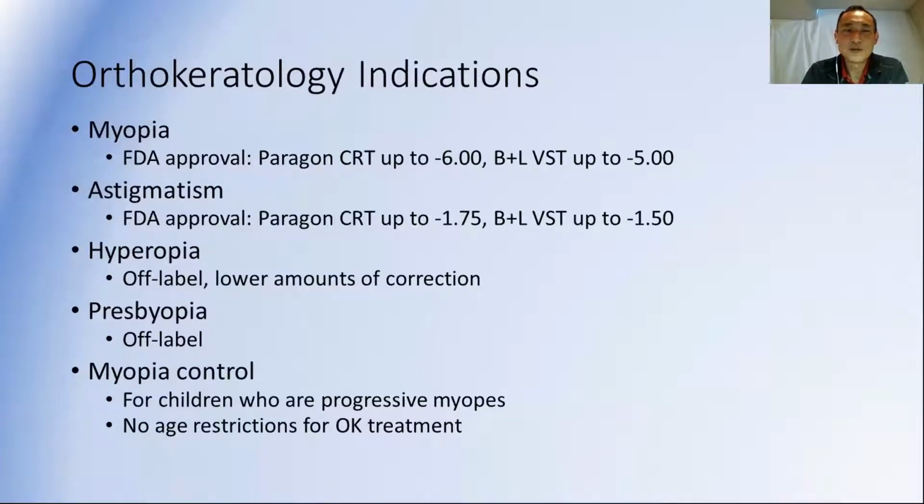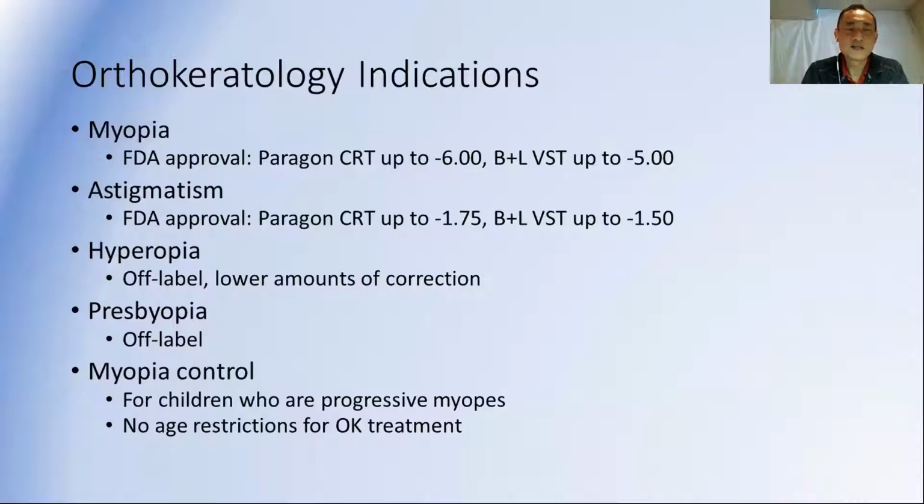Orthokeratology is an FDA-approved procedure in the United States. In the United States, it's only approved for the correction of myopia, up to 6 diopters of myopia for the Paragon design, and up to 5 diopters of myopia for the Bausch and Lomb designs. And it's also approved for the correction of astigmatism, up to 1.75 for the Paragon design, and up to 1.5 diopters for the Bausch and Lomb designs.